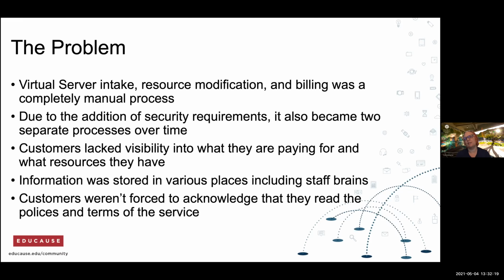Over the years, due to the addition of security requirements, there were 2 processes. At first, we were just asking, how much CPU do you want? How much RAM? But over time, we started asking questions like, what type of server are you using? Are you using a SQL server? Are you going to have a database? Because all of these servers live in our data center.